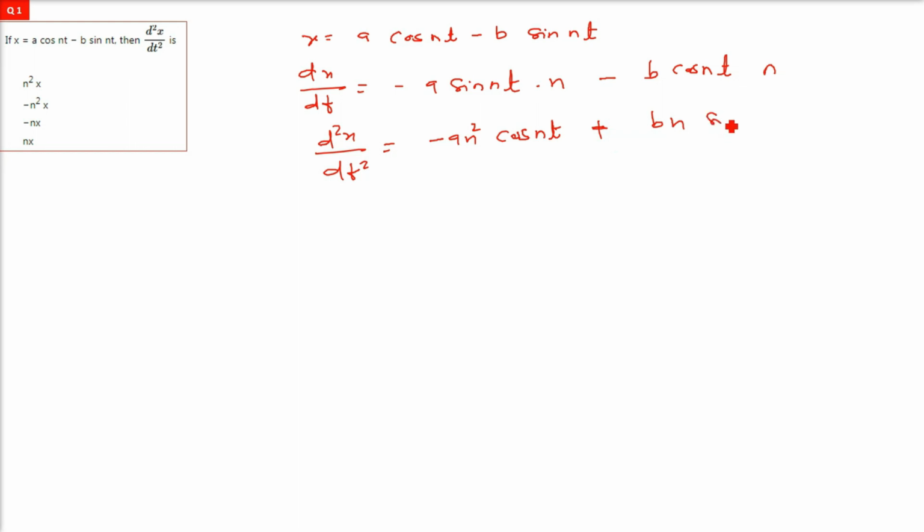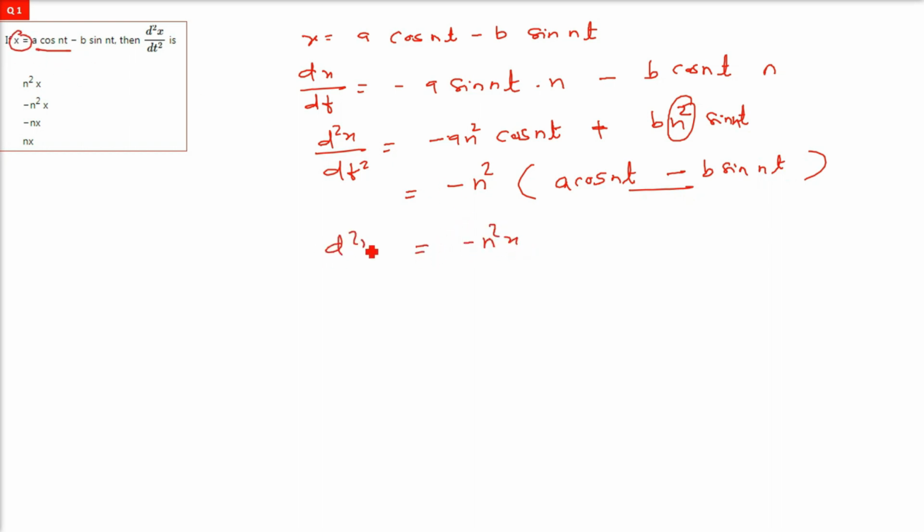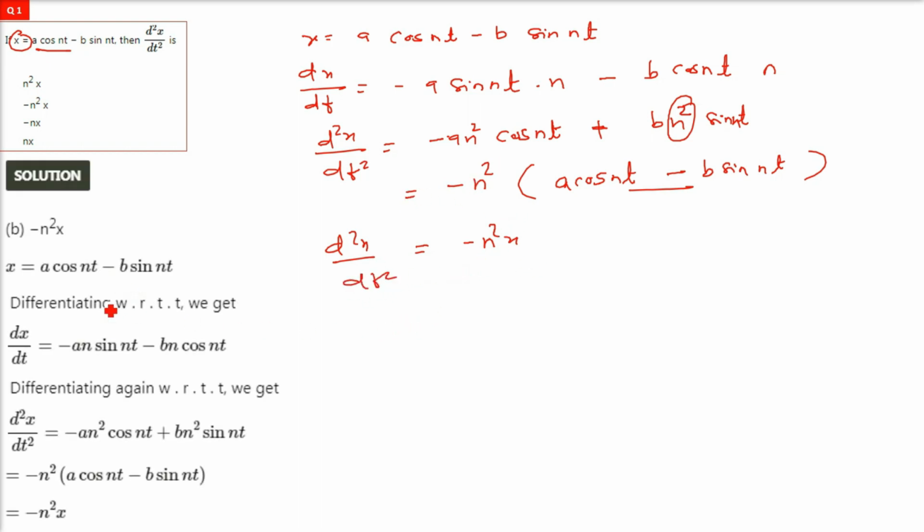Here we have cos nt will give you minus sin nt, so I have made this negative as plus, again cos nt, sin nt, then n will come, so we have bn square. Okay, I am taking negative outside here because I need this a cos nt minus b sin nt somewhere. So if I take minus n square outside, it will be a cos nt, and here it will be b sin nt. So what is this? When you take minus n square, the inside thing will be nothing but x. So d2x by dt square is nothing but negative n square x. This is how you are going to write actually. So these wordings also to be followed.